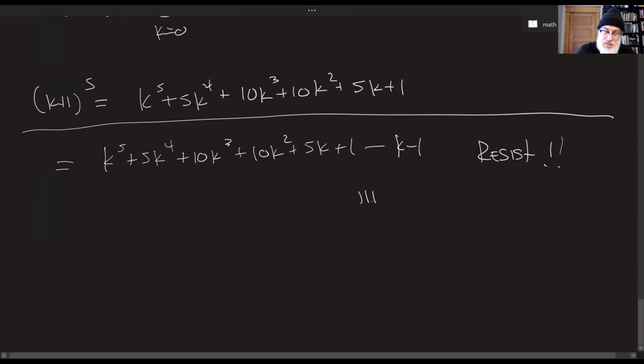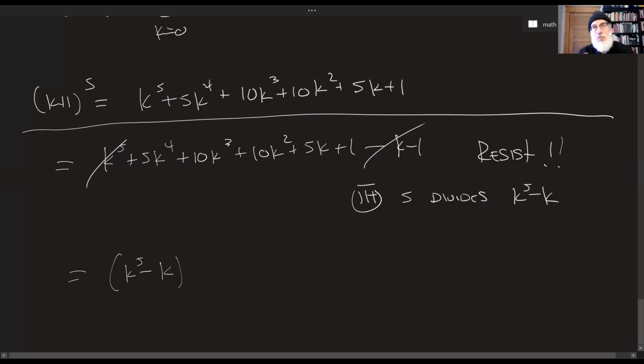Now, the induction hypothesis said that 5 divides k^5 minus k. So what I'm going to do is group from this long polynomial k^5 minus k, which means I'm taking this term and this term, and I'm going to group the rest of it. So we have 5k^4, 10k^3, 10k^2, 5k. Now 1 minus 1 is just 0, so this is the polynomial.